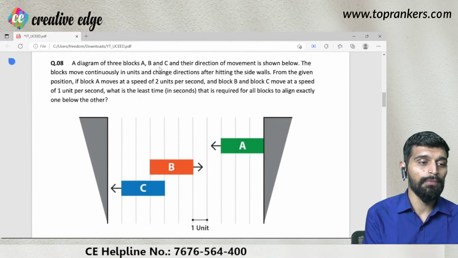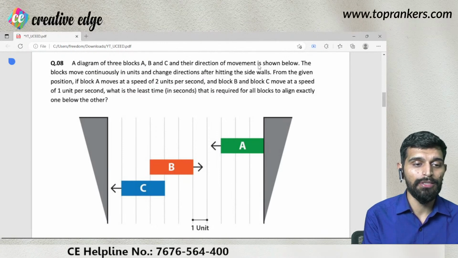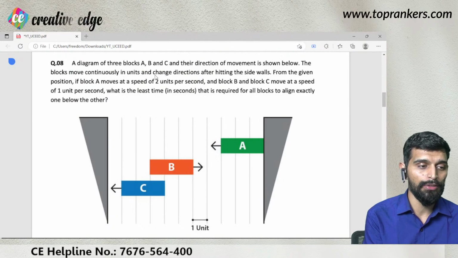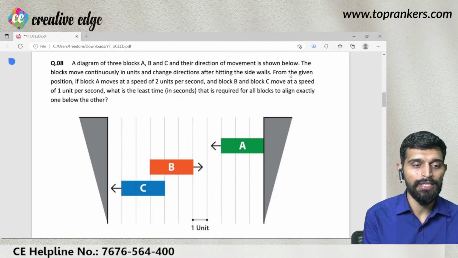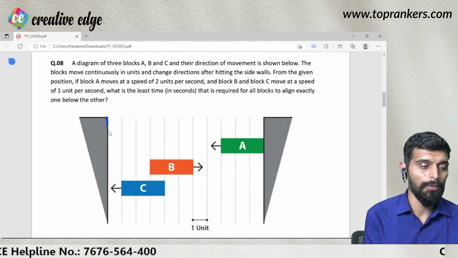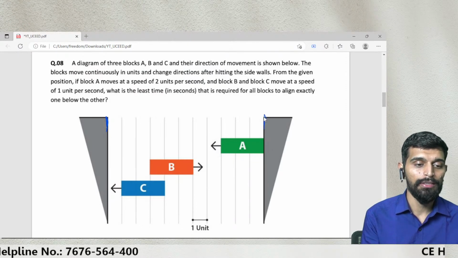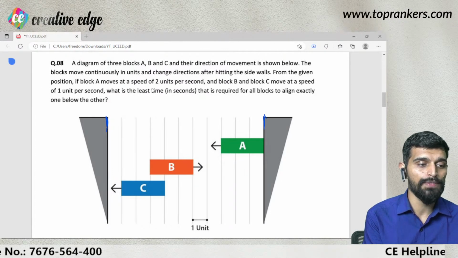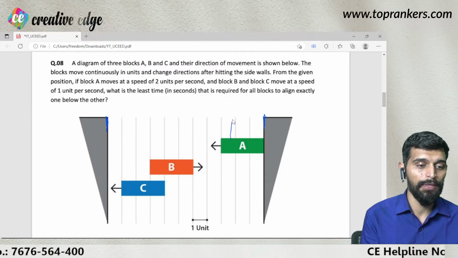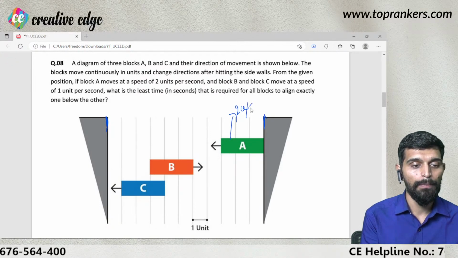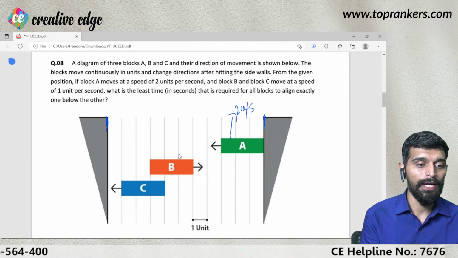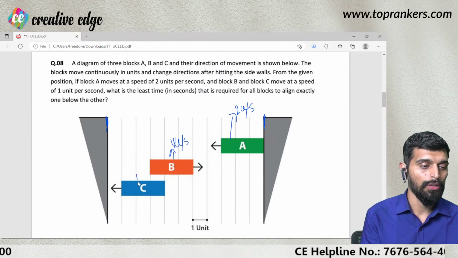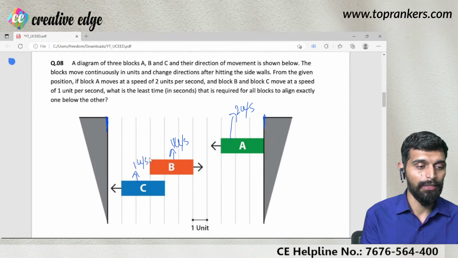A diagram of three blocks A, B, C and their direction of movement is shown below. The three blocks move continuously in units and change directions after hitting the side walls. So when the blocks hit the side walls, only then will they change their directions. From the given position, block A moves at a speed of 2 units per second, and block B and block C move at 1 unit per second.